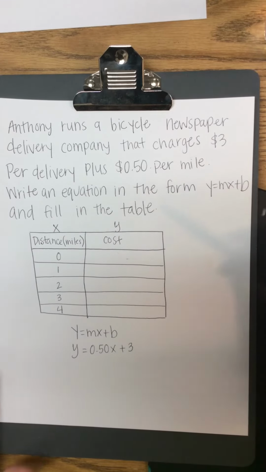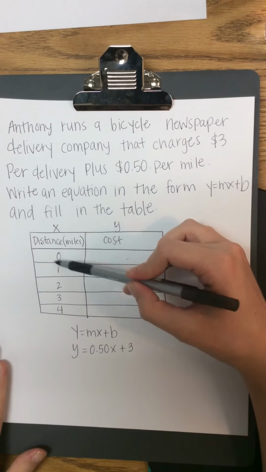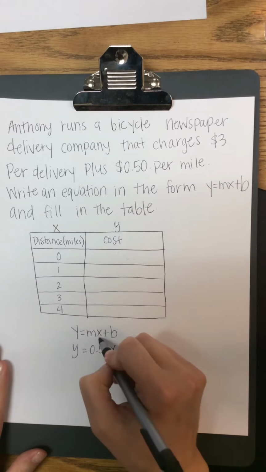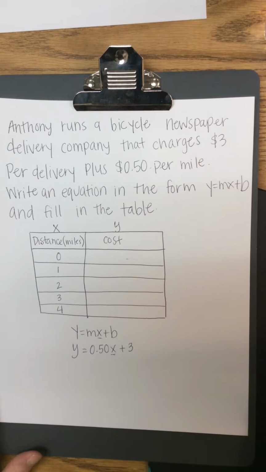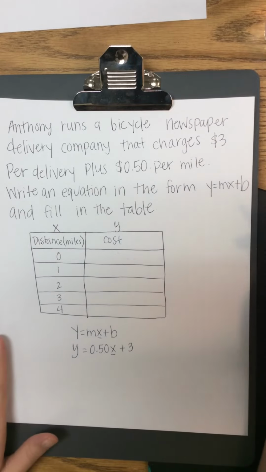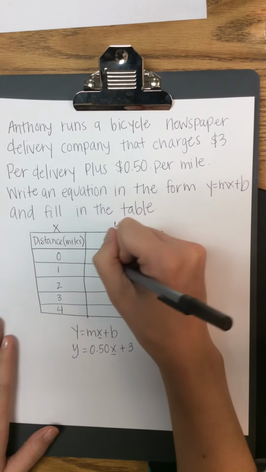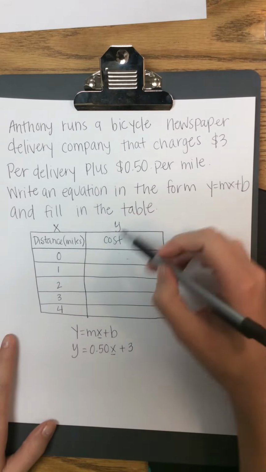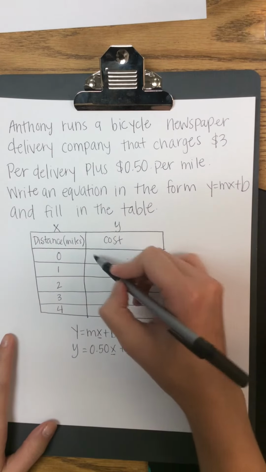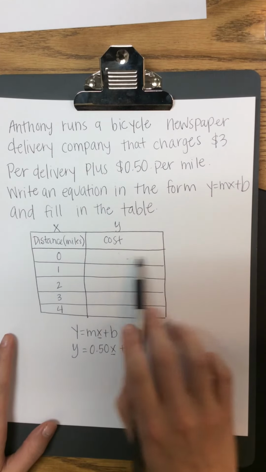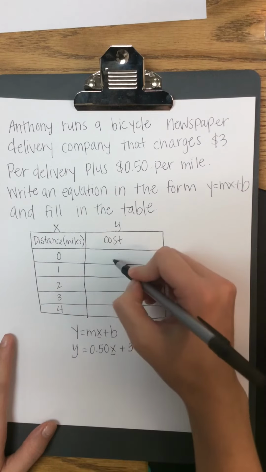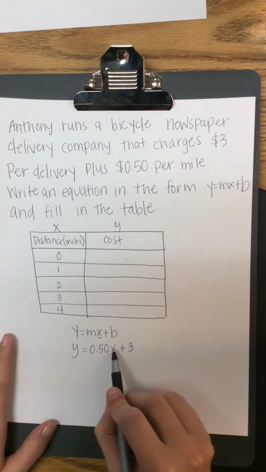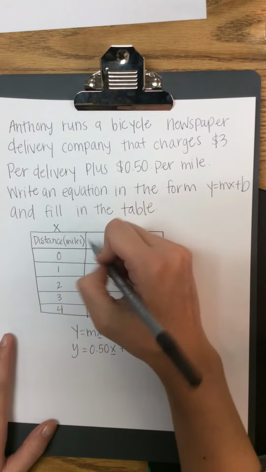Just like the last example, we are going to take each x value and place it into our equation right where the x is. So I'm going to do all my work in my table. Now we already know we're solving for y, so in our table, when we're showing all of our work, we don't need to say y equals 0.50 times 0.